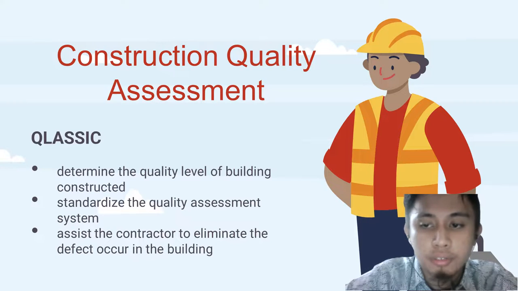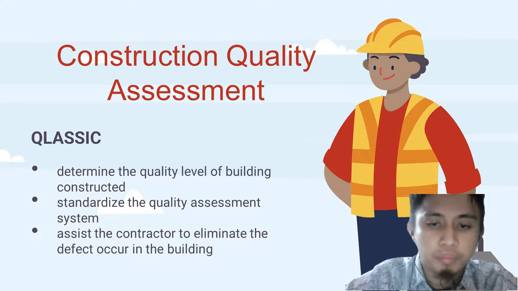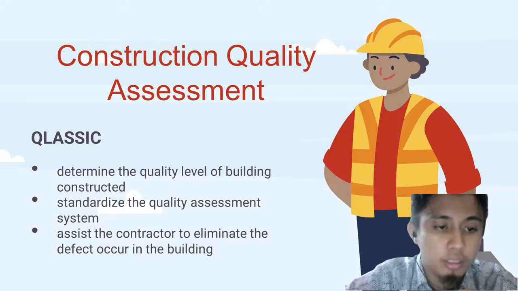So the existing defects can be analyzed to prevent them from occurring in the future. So QLASIC has a lot of advantages, which are to determine the quality level of the building constructed, to standardize the quality assessment, and also to assist the contractor to eliminate the defects in the building.